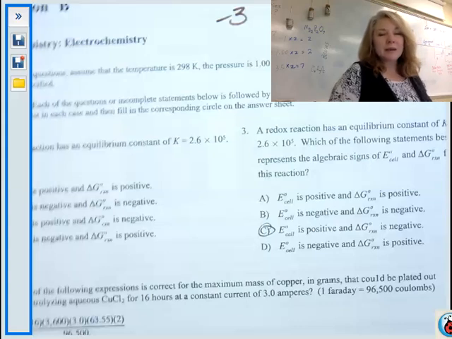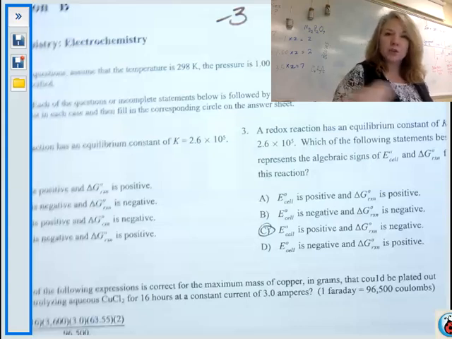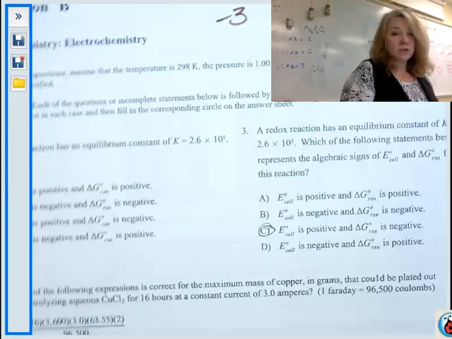So I'm increasing my cadmium, therefore the reaction is shifting back to the left, and anytime I shift the reaction back to the left, voltage is going to decrease, okay? It's just a Le Chatelier's shift.